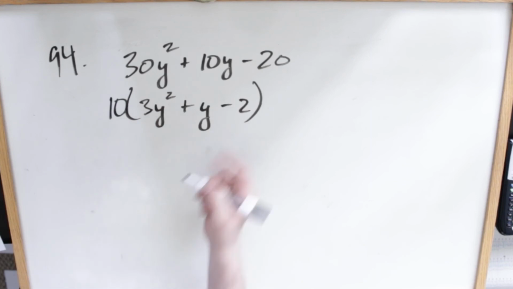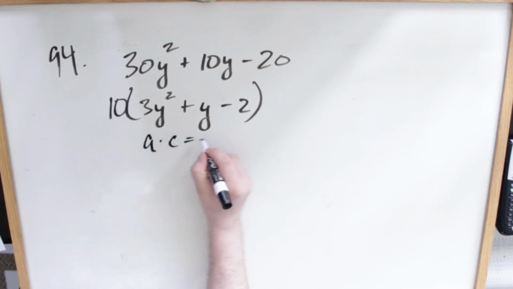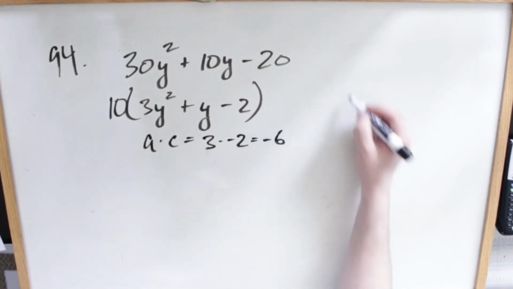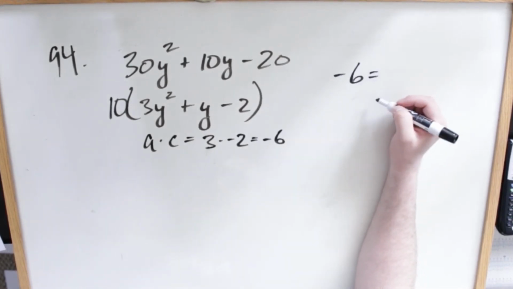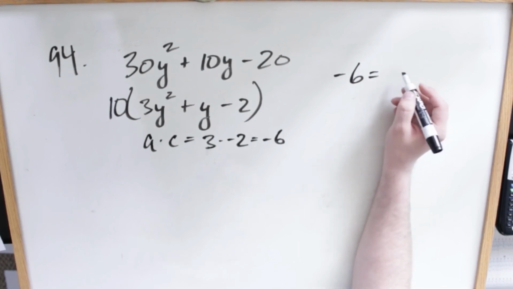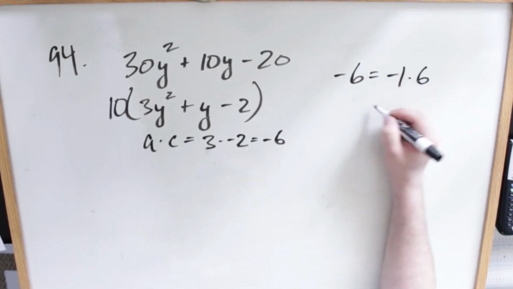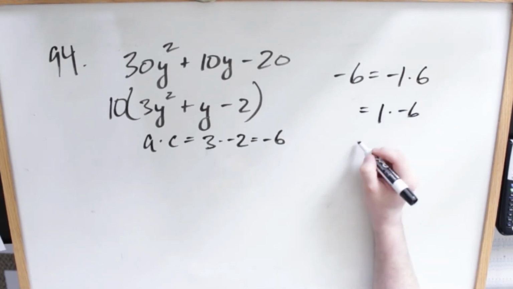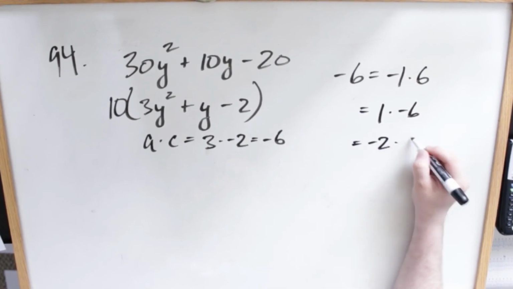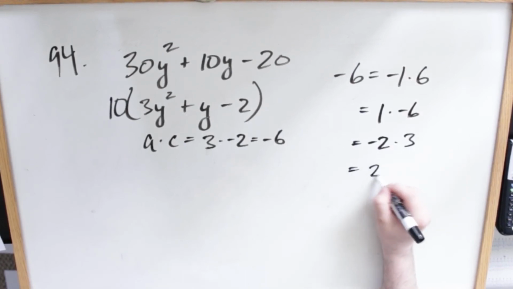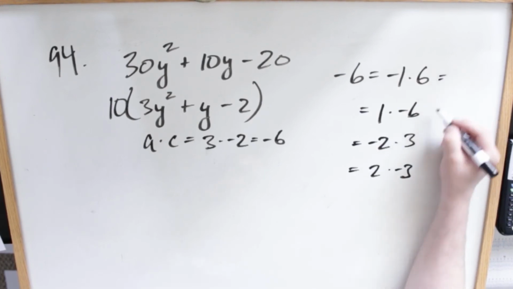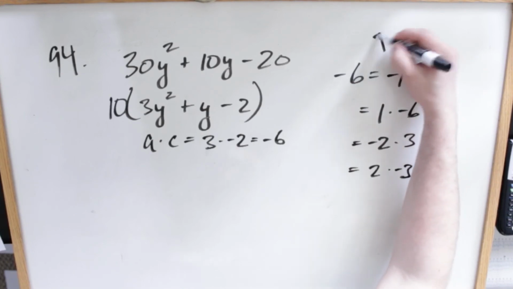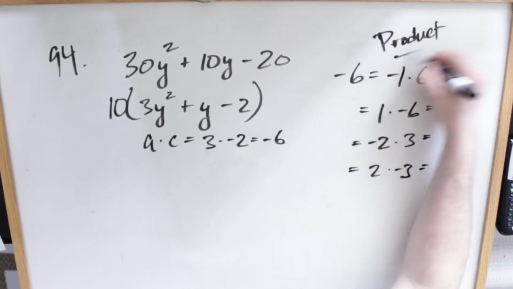All right, so 3 times a minus 2. A times C is equal to 3 times minus 2, which is equal to a negative 6. So now we take negative 6, and we find all of the factors of negative 6. So this is going to be negative 1 times 6, a positive 1 times negative 6, a negative 2 times 3, and a positive 2 times negative 3. And now we're going to go ahead and add every single one of these pieces up. So here's our product. Here's our sum.